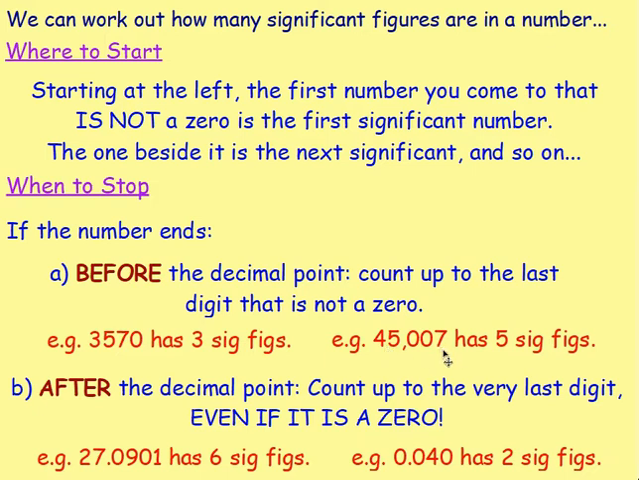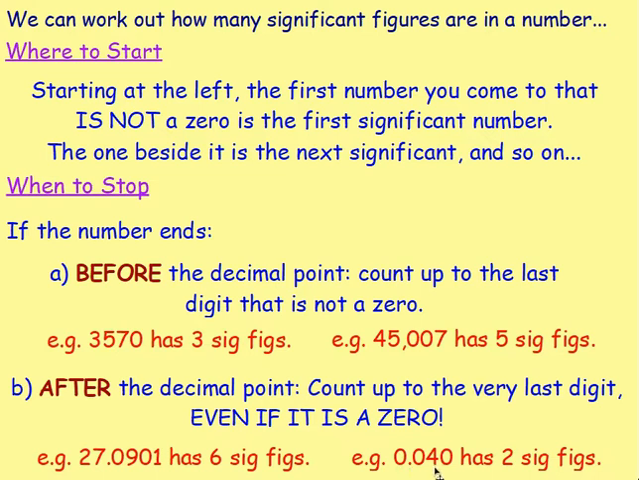However, if the number ends after the decimal point, what you do is you count up to the very last digit, even if it is a 0. So, with 27.0901, the first significant figure there is the 2, the first number that you come to that's not a 0, and because it ends after the decimal, you count up to that very last number, the 1. So you'd have 1, 2, 3, 4, 5, 6 significant figures.